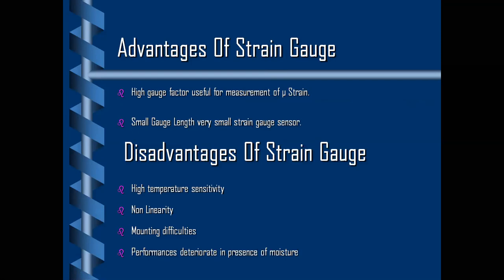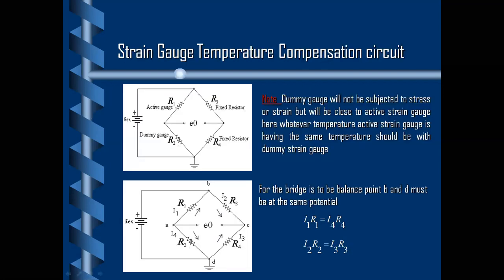So the advantages of strain gauges: high gauge factor, useful, as we specified in the previous lecture also, for the measurement of strain, and small gauge length, a very small strain gauge sensor. What are the limitations? High temperature sensitivity, then non-linearity, mounting difficulty on the substrate, and performance deteriorates in the presence of moisture; moisture also has an impact. These are the merits and demerits of the strain gauge.